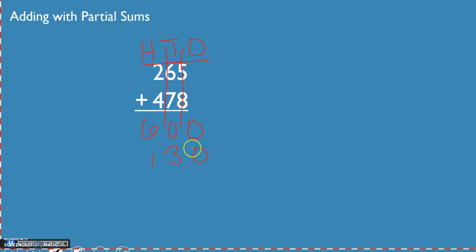I'm going to go ahead and add those numbers together. 6 and 1 is 7. 0 and 3 is 3. 0 and 0 is 0. So I've got 730. And now I'm going to add my ones. 5 plus 8 is going to give me 13. Add that together, and I have 743. So again, I added my hundreds, I added my tens, and then I added my ones, and put it all together to get my answer of 743.